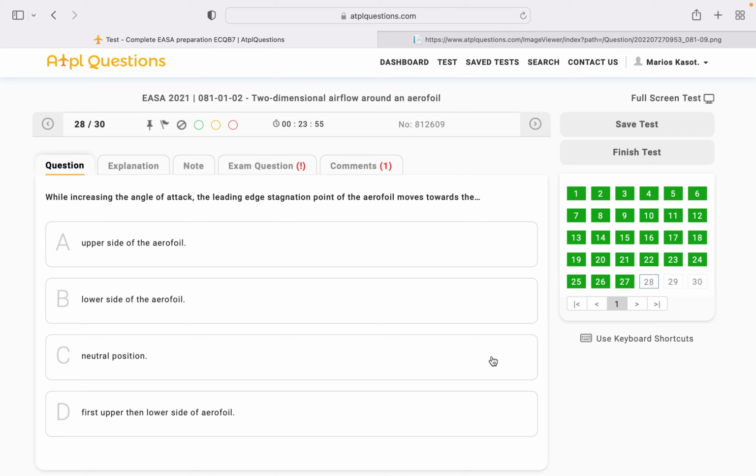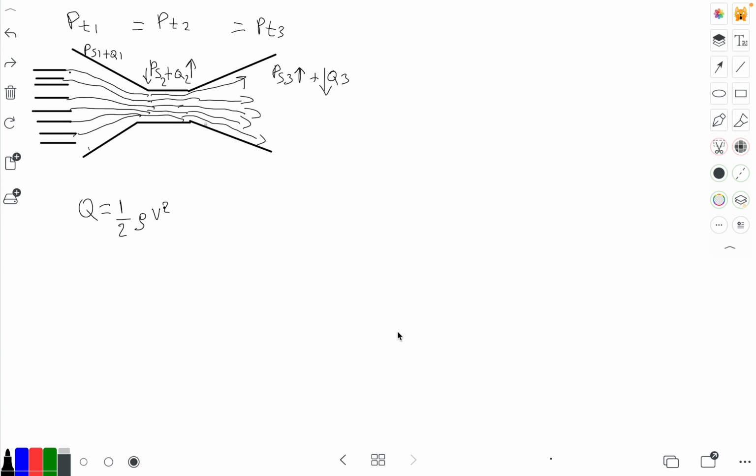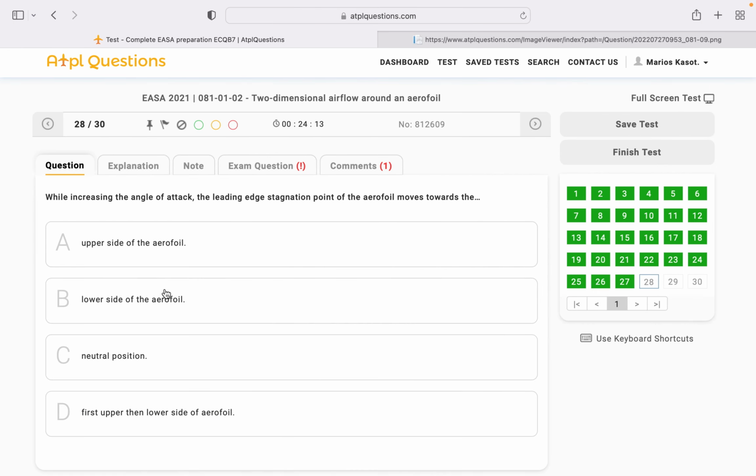While increasing the angle of attack, the leading edge stagnation point of the airfoil moves towards the upper side, of course the lower side. We have seen it a lot of times. Let's do this one more last time. Increase angle of attack, relative flow, and the stagnation point moves downwards. Lower side of the airfoil.